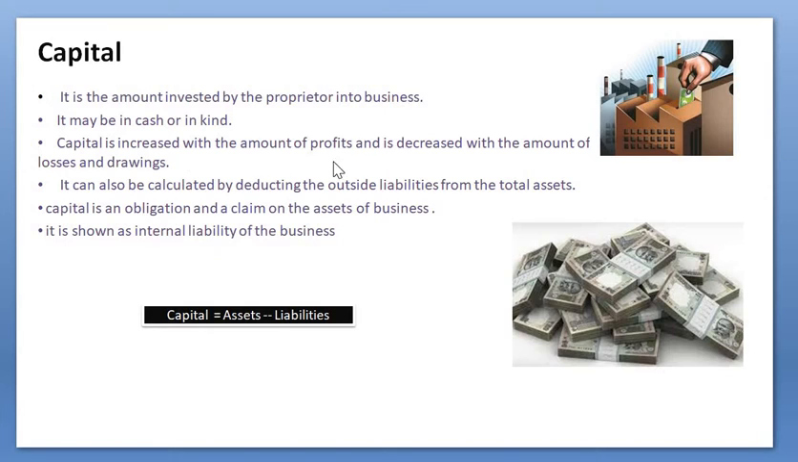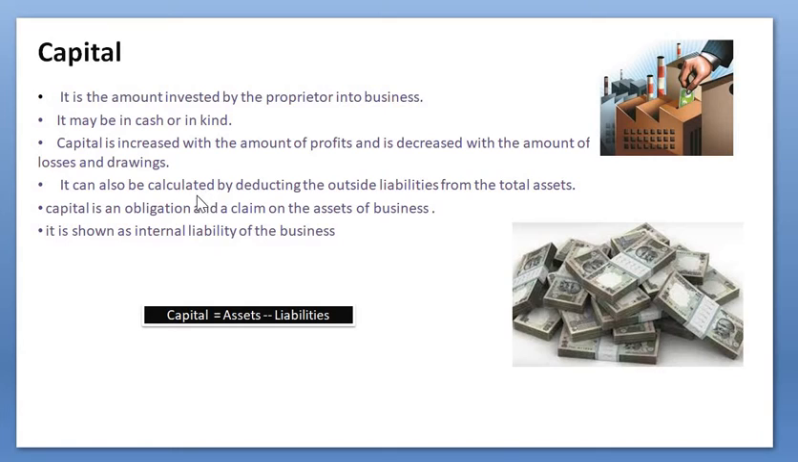Capital is increased with the amount of profits and decreased with the amount of losses and drawings. Whenever there will be profits in the business, these profits are added to the capital, and if there will be losses, they will be deducted from the capital. So we can say capital increased due to the profits and decreased due to the losses, and also with the drawings, we will discuss later on in today's session.